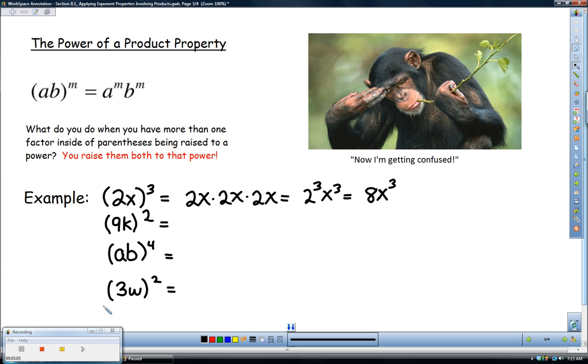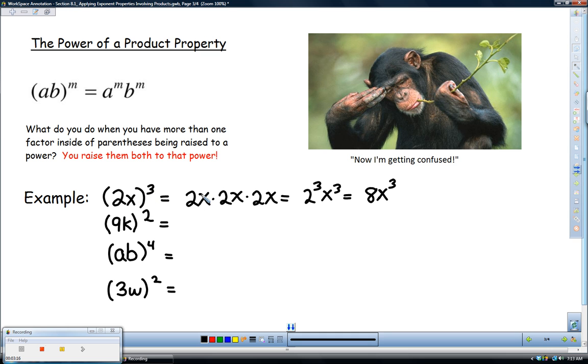Now let's talk about the third one called the power of a product. Now this property, you have 2 or more factors within parentheses being raised to a power. And you'll notice that the exponent gets applied to each of the factors separately. So you change a to a to the m, and you change b to b to the m. Here I've given you an example of why that is.